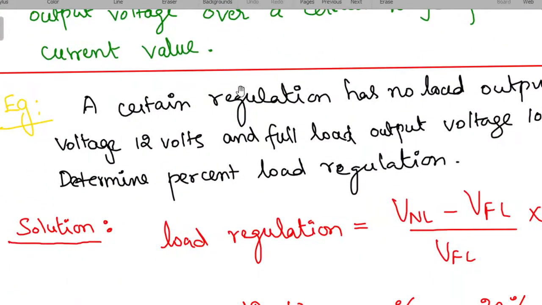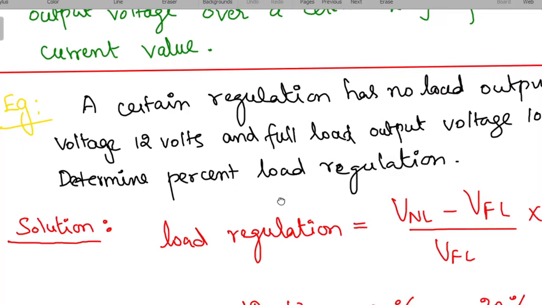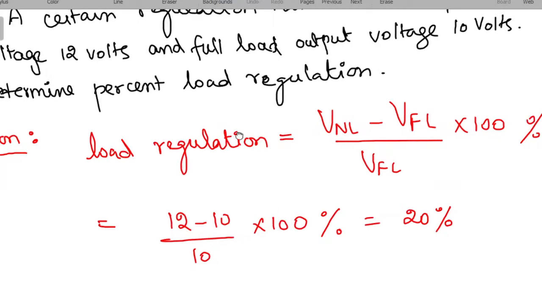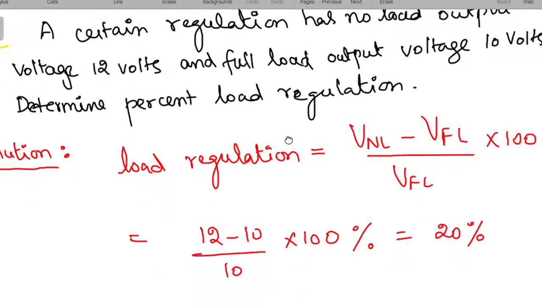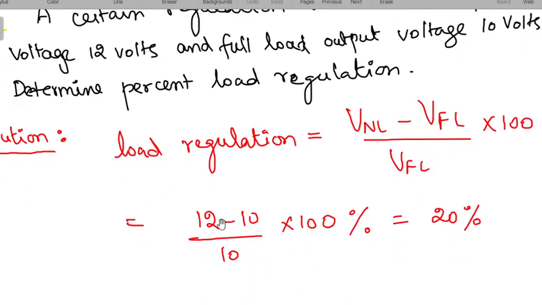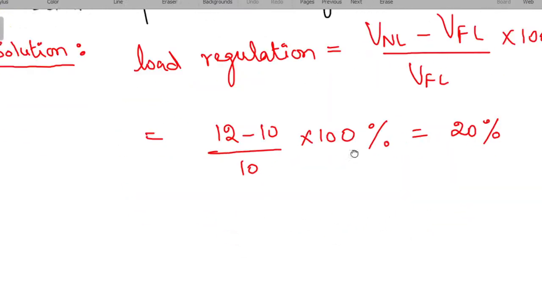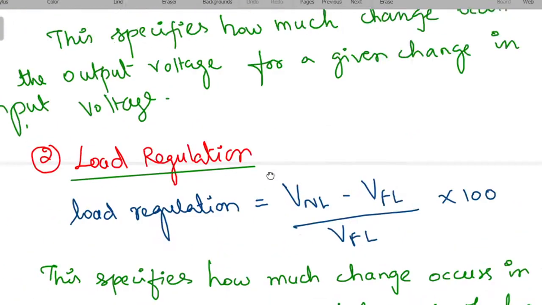Here one problem is given: a certain regulator has a no load output voltage of 12 volts and a full load output voltage of 10 volts. Determine the percent load regulation. The formula is load regulation equals VNL minus VFL divided by VFL into 100. VNL is 12 volts and VFL is 10 volts, so 12 minus 10 divided by 10, which is 2 by 10 into 100, so we get 20%. This is how we find the load regulation.